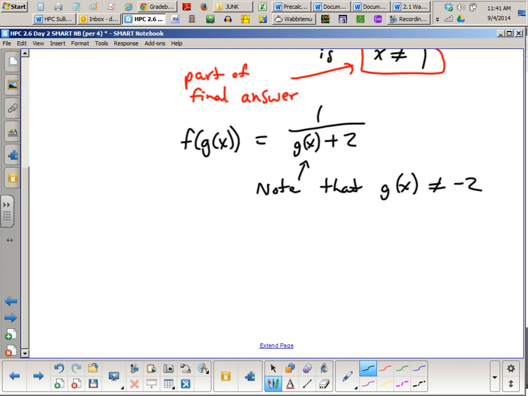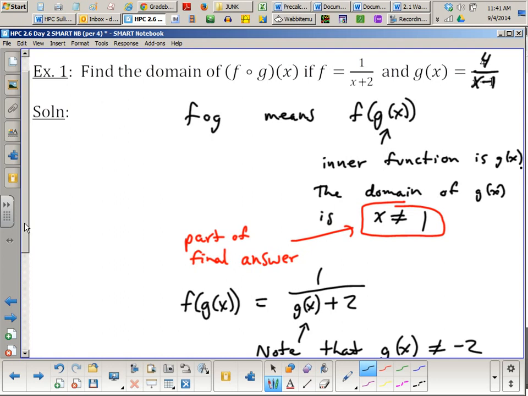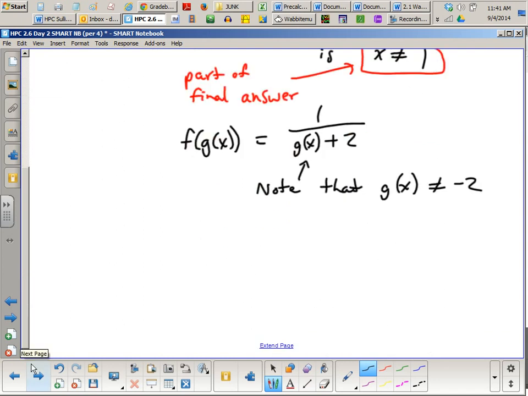Let's pursue that thought. So g of x cannot be negative 2. g of x is this function right here. It's 4 over x minus 1. So what we're saying is 4 over x minus 1 cannot yield negative 2, or f won't accept it. See? If we solve that, we'll be done with the problem.